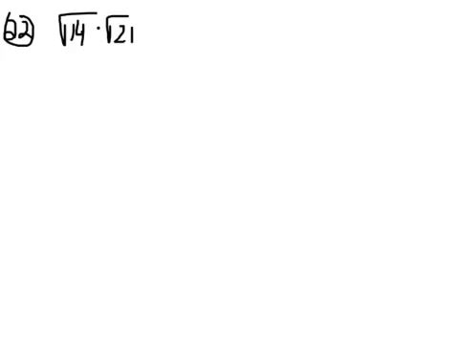Okay, I'm going to do these as fast as possible and try to get through as many as possible. Now, if I've got the square root of 14 times the square root of 21, what I can do is put them together under one radical, but let me prime factor each before I rewrite them.